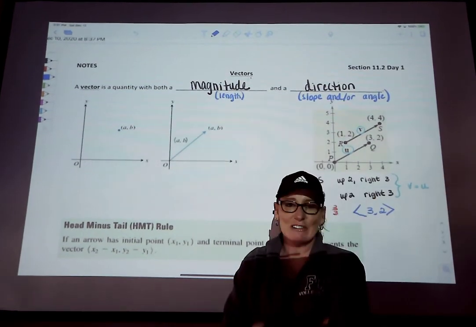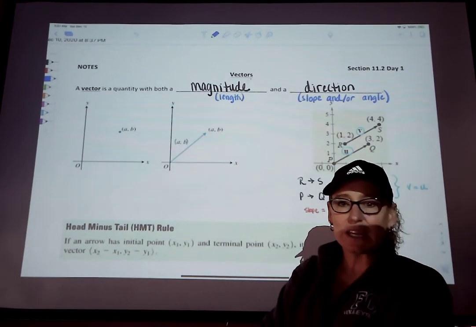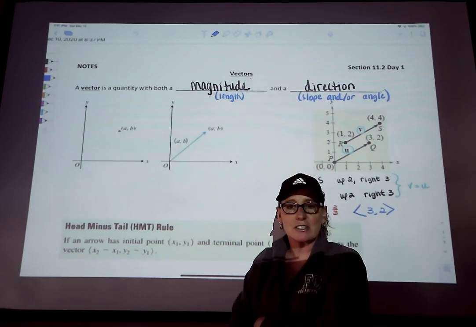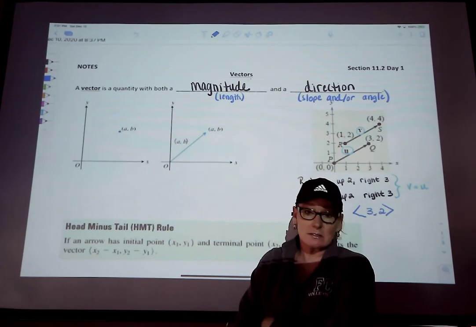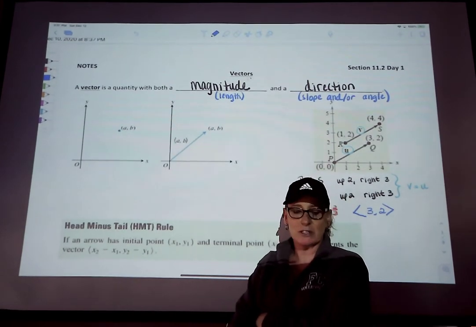Hey guys, I have your notes pulled up for 11-2 Day 1. This is a brief introduction to vectors, and if you have taken physics, you've had some experience with vectors.